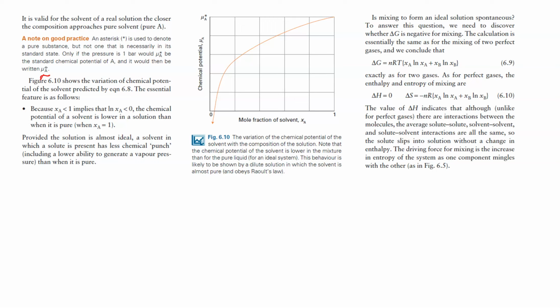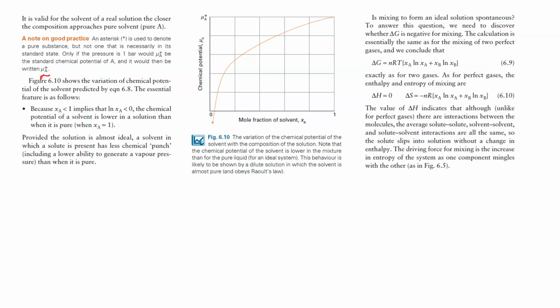Figure 6.10 to the right here shows the variation of chemical potential of the solvent predicted by equation 6.8. The essential feature is as follows. Because the mole fraction of A is less than 1, the natural log of the mole fraction of A is less than 0, so the chemical potential of a solvent is lower in solution than when it's pure, inherently. Provided that the solution is almost ideal, a solvent in which a solute is present has less chemical punch, including a lower ability to generate a vapor pressure, than when it's pure.